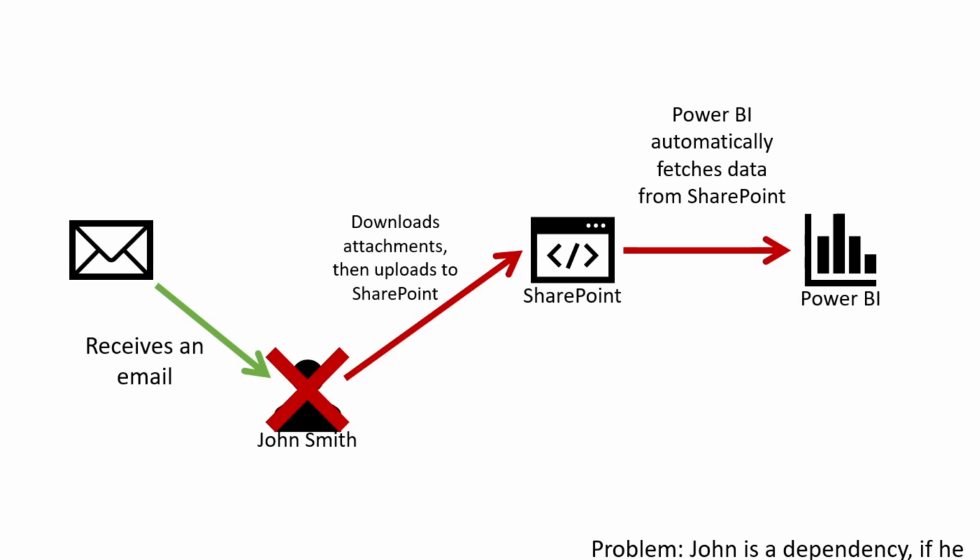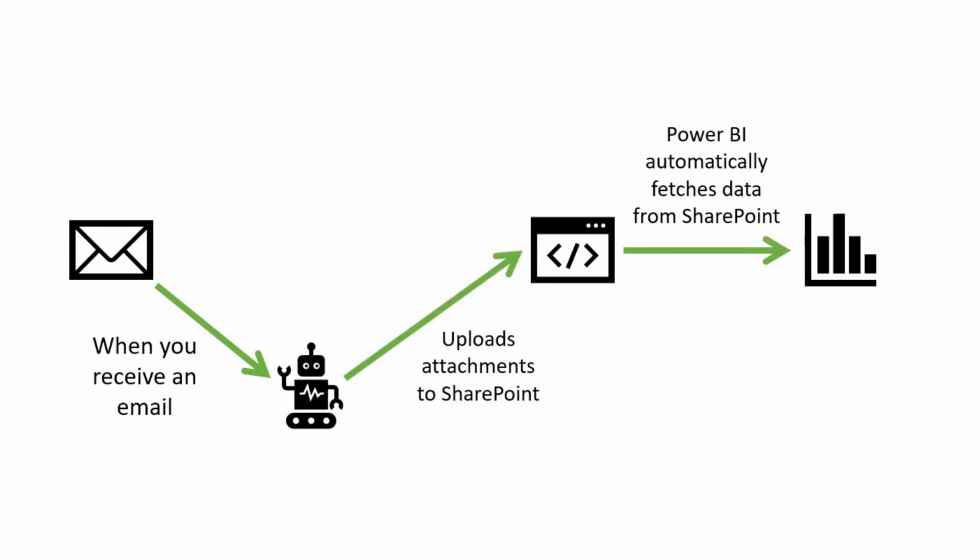So now I want to address the solution. I want to remove the dependency on a person in the solution to make it fully autonomous. And this is where Power Automate comes in. What we want instead is an automated solution that checks your emails automatically. And when it detects the email that you want with the right attachment, it automatically uploads that attachment to SharePoint for Power BI to use. So let's have a go at implementing this automation using Power Automate.